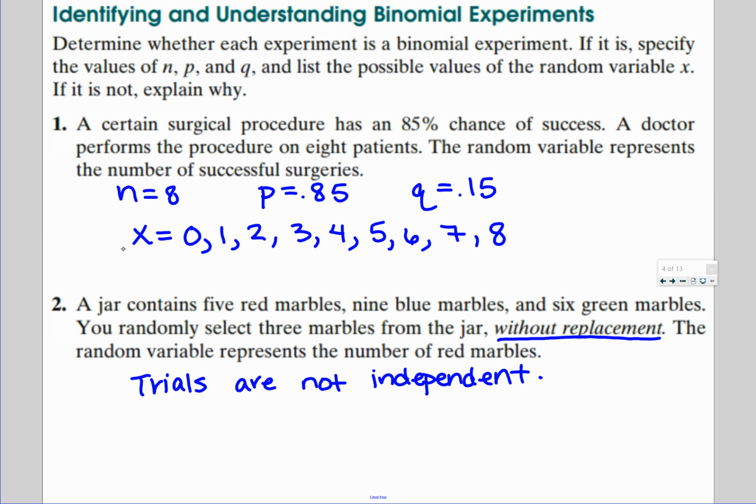The second one, it's a little tricky. It said you were not replacing the marbles. So that means from one trial to the next, it becomes dependent. It depends on what you took out from the first trial as to what the probability of the second trial is. The probabilities need to remain consistent from one trial to the next. So when we leave those marbles out, it becomes not a set of independent events anymore. So it is not going to be a binomial experiment.